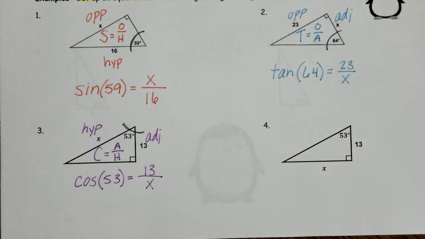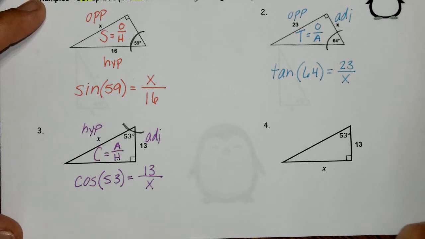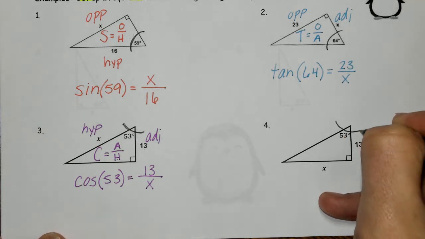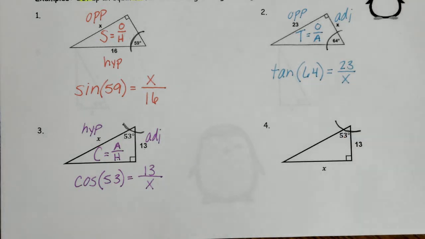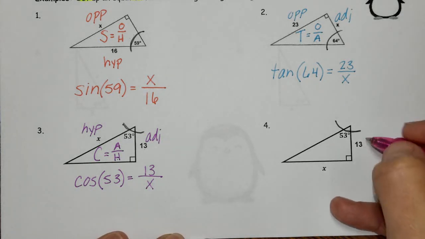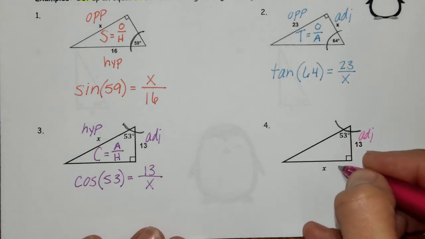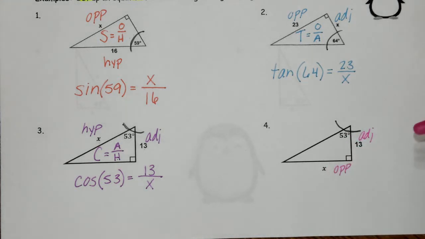Then all we're doing is setting it up. Now, I purposely did this, okay? I have the same numbers on number 4. This one right here, we're still using this reference angle. It's still 53. We still have a 13 and an x, but the locations have changed. The 13 did stay in the same place, so the 13 is my adjacent. But now I have my opposite side also. So even though we have the same numbers and variables, we changed locations.